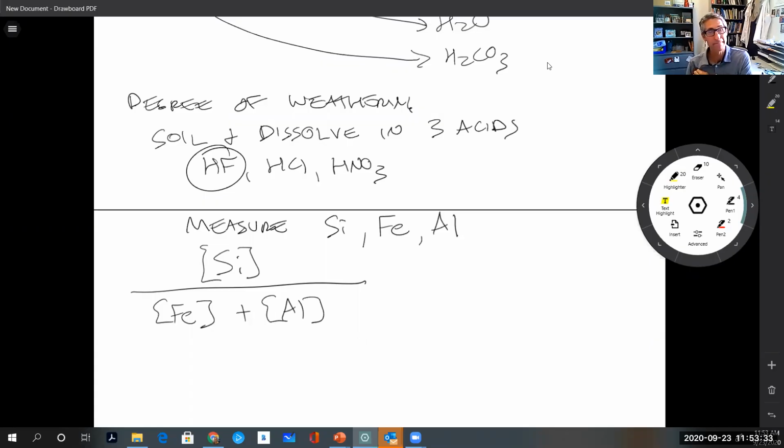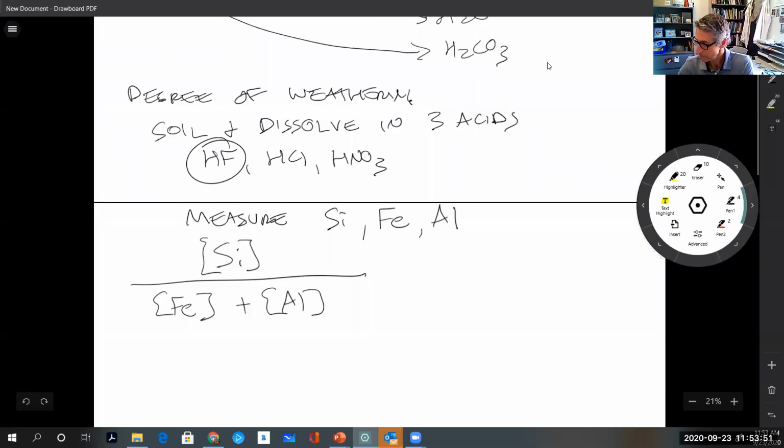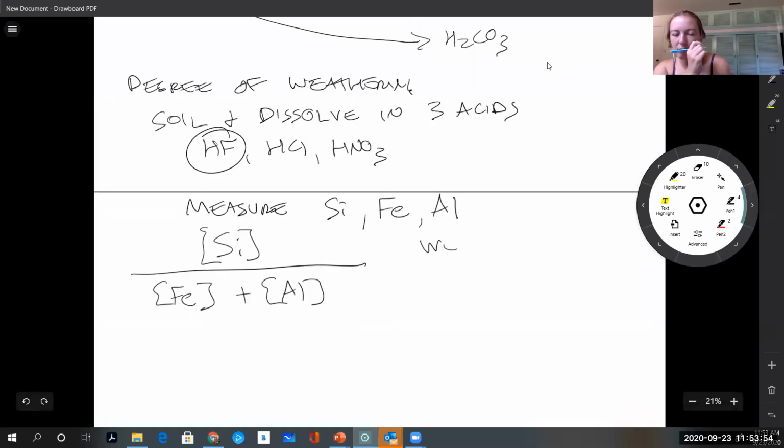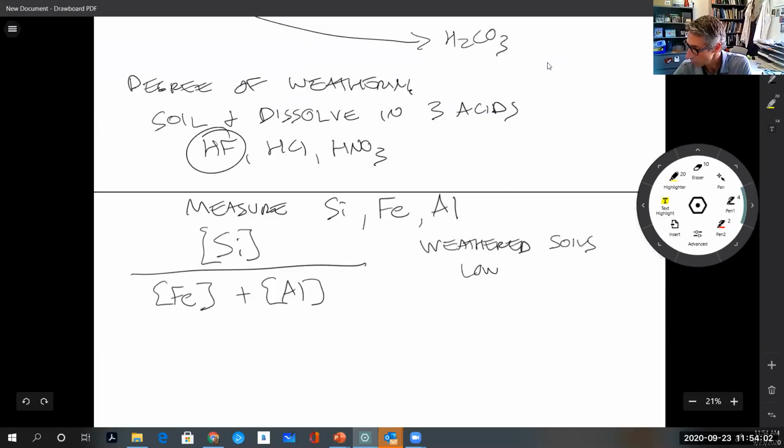Okay, so what do you think for the most weathered soil? What's this ratio going to be? Is it going to be low or high? And think about that question in terms of desilication. Low. Okay, it's going to be low, right? So weathered soils will have a low ratio.